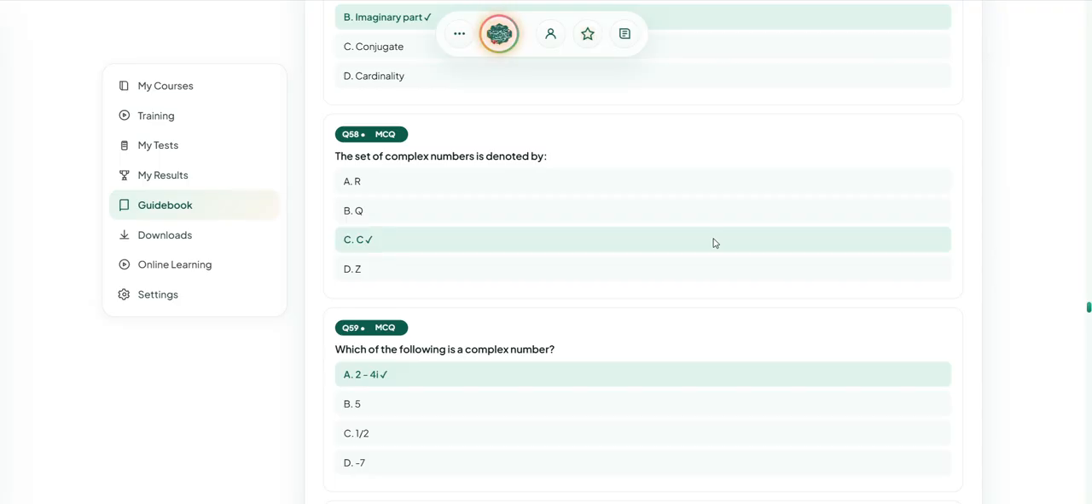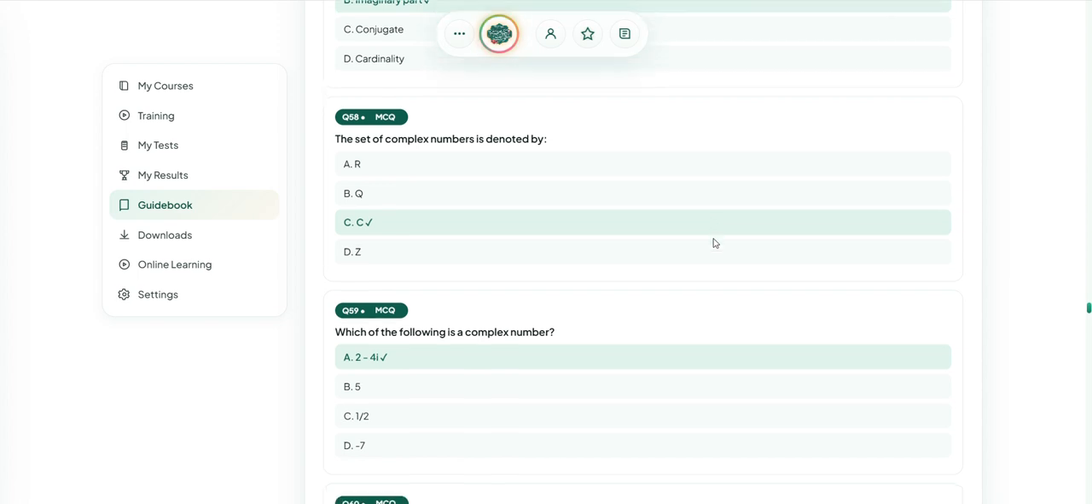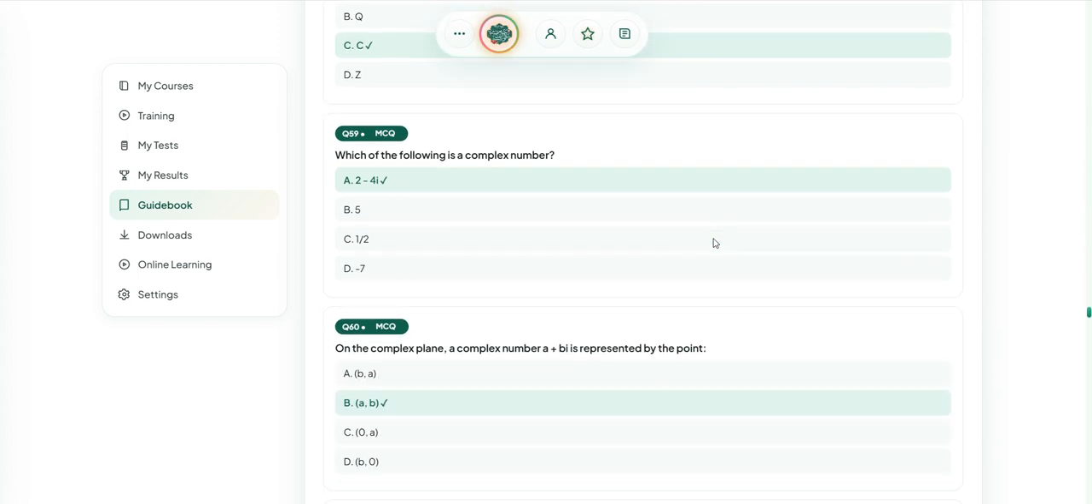The set of complex numbers is denoted by C. Which of the following is a complex number? 2 minus 4i.